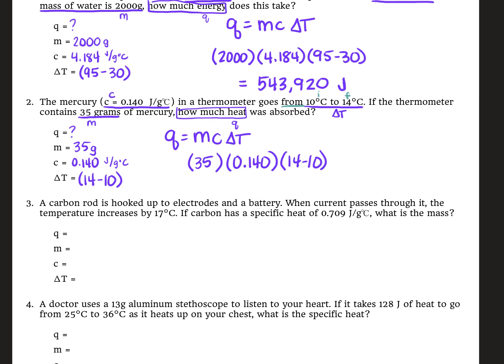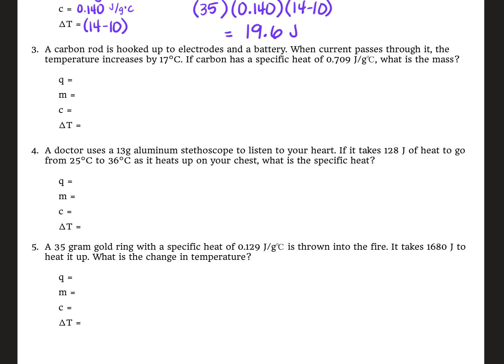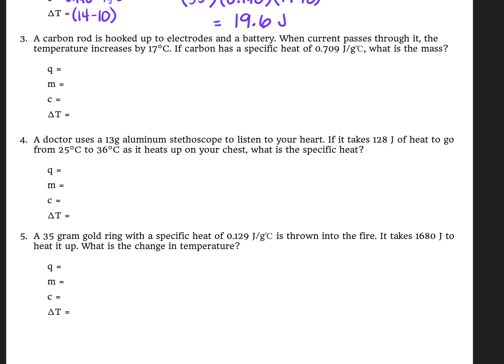Pause the video and use the Desmos calculator to calculate your answer. The answer is 19.6 J, or joules. The other problems on this paper want us to find something other than Q.